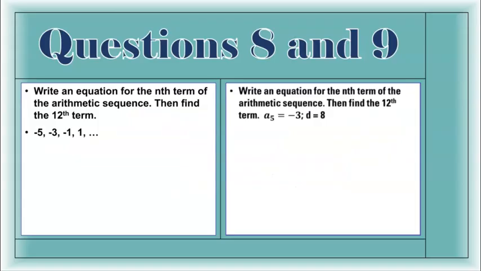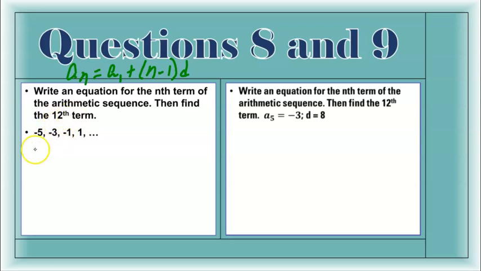Question 8. Write an equation for the nth term of an arithmetic sequence and then find the 11th term. Now you can use the formula a subscript n equals a subscript 1 plus n minus 1 times the common difference. To find the common difference, I'm going to look at the pattern. Negative 5 to negative 3 to negative 1 to 1. I'm adding 2 every time.